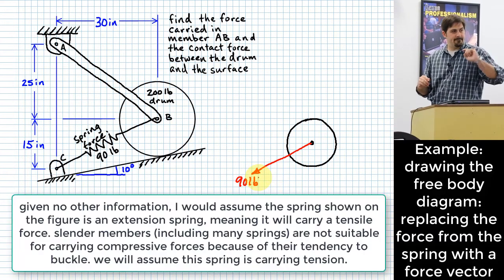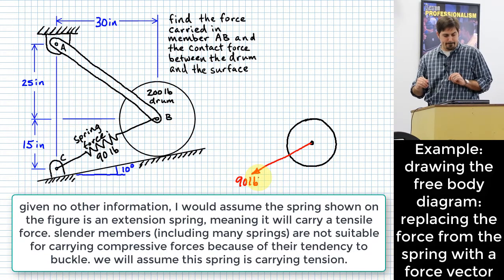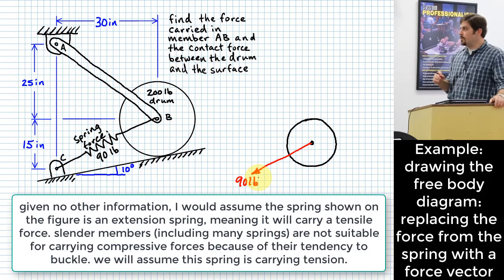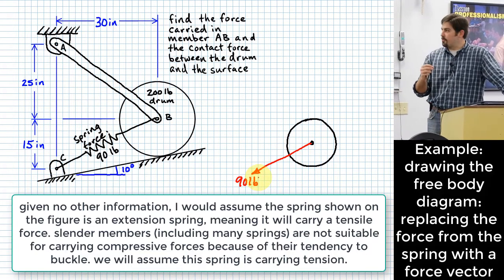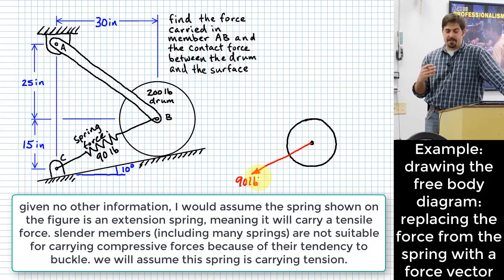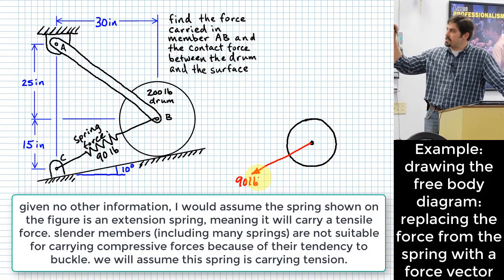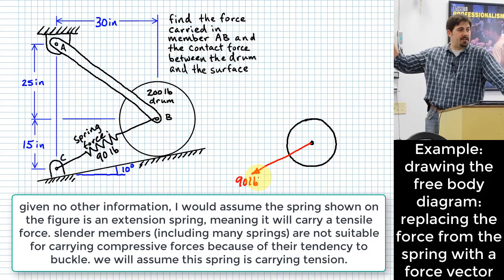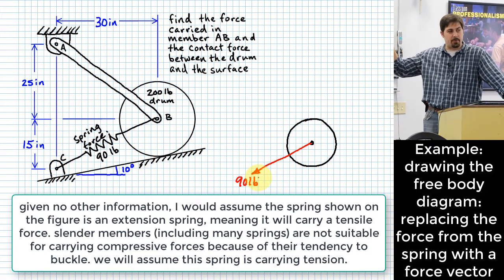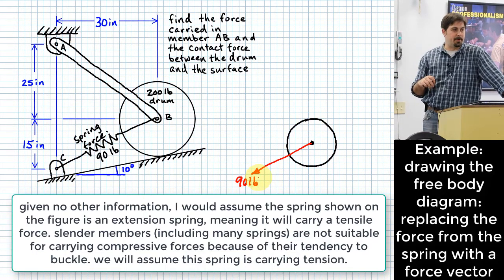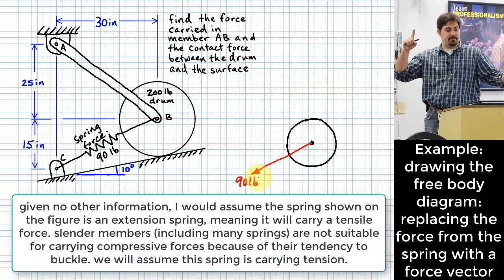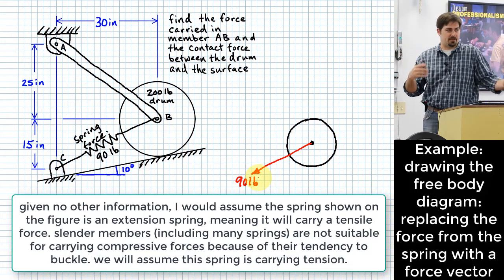Yeah. Why would it be compressive force? Why would that be? So there's two layers to the answer to that question. The first layer is basically this, that if you see something that's slender like that, like if this is a true representation of what that spring looks like, it is highly unlikely that you're going to be able to carry a 90-pound force on a slender member over that length. Okay, so that's the physical answer to the question.